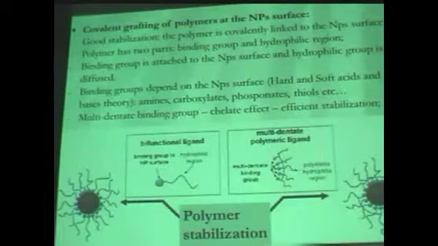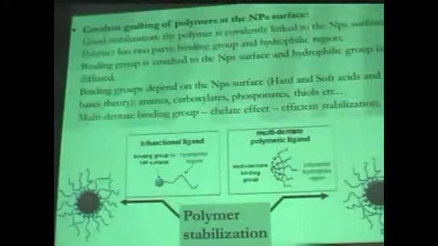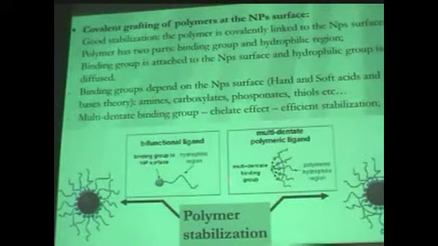Another way is to use a binding group providing the chelate effect, with multidentate coordination groups. So you know that the chelate effect coordinates the nanoparticle surface in the best way, and this stabilization seems to work better.